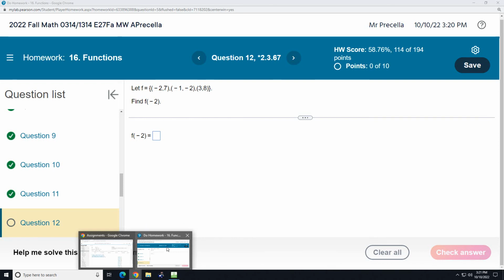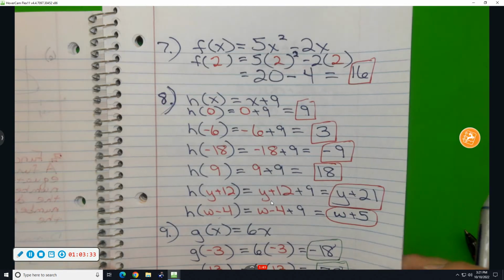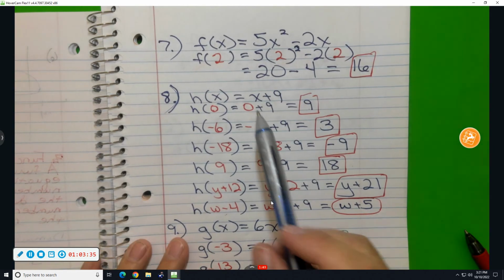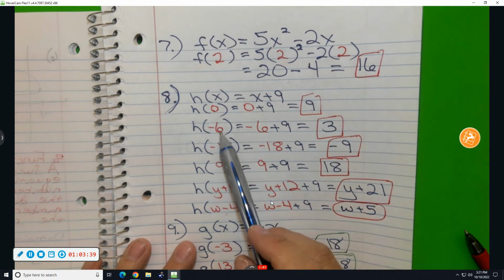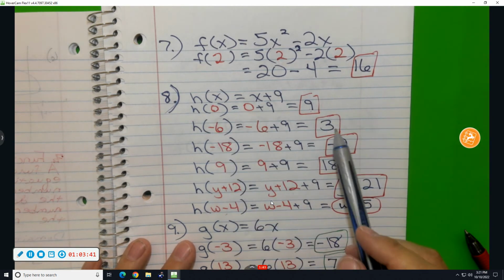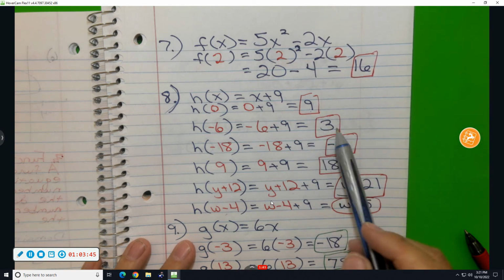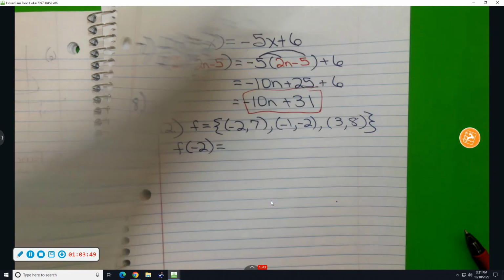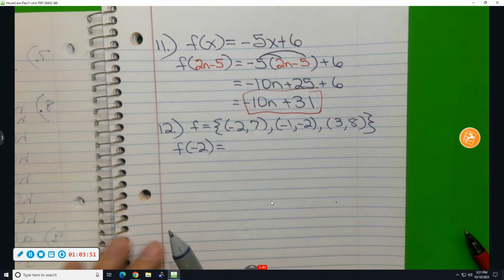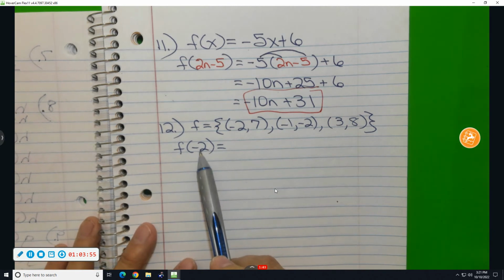Now, earlier, when we were going through this stuff, I'd say, when x is 0, the y value was 9. When x is negative 6, the y value... I was calling this stuff the y value. The value of the function is the y value. And if you understand that, then you should be able to answer this. When x is negative 2, the y value is 7.